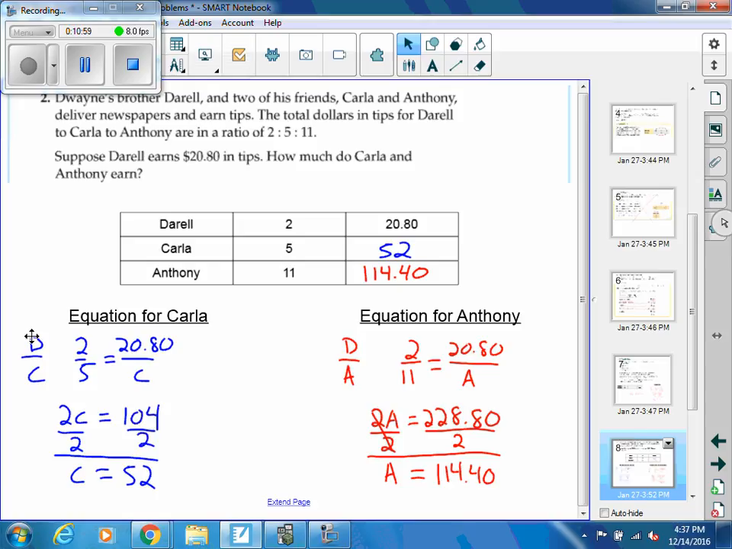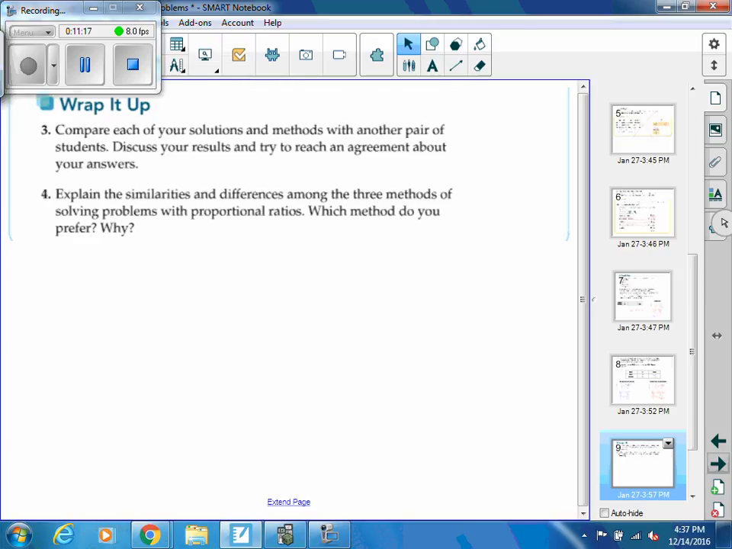Okay? Now, if you need to pause there and go back and take a look at that, again, feel free to do that. Pause and go back if you need to make it clear for you. Okay, moving on. Number 3 just says, compare with somebody else. So if you want to take some time and talk with somebody else about how they're doing it, go ahead and do that.